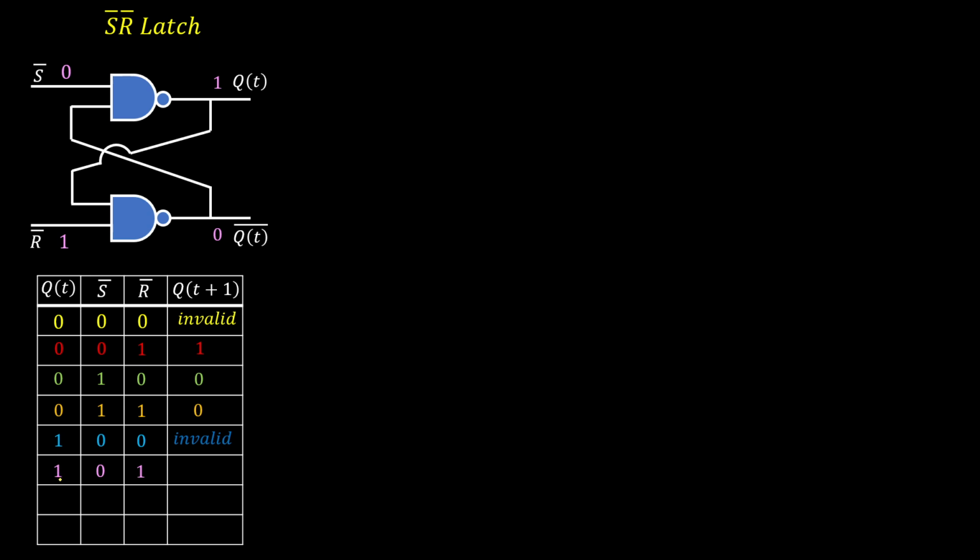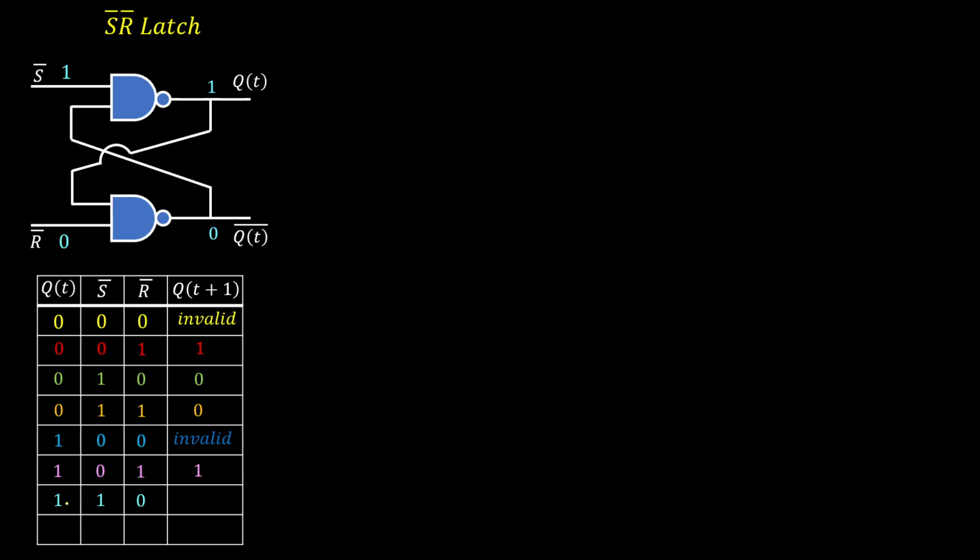Next state, QT is 1, inputs are 0 and 1. For the first NAND gate, input is 0. In fact, both the inputs are 0 for the first NAND gate, so output is 1. And for the second NAND gate, both inputs are 1, output is 0. So QT is 1 and QT bar is 0, which is a valid state. So if present state is 1, inputs are 0 and 1, then next state is 1.